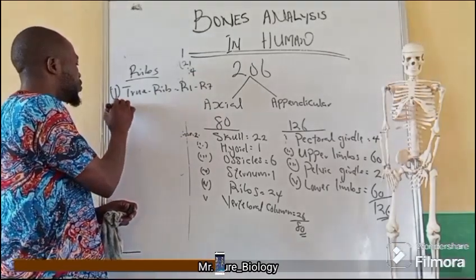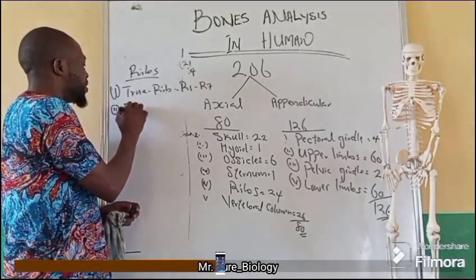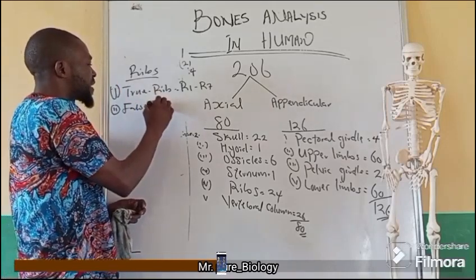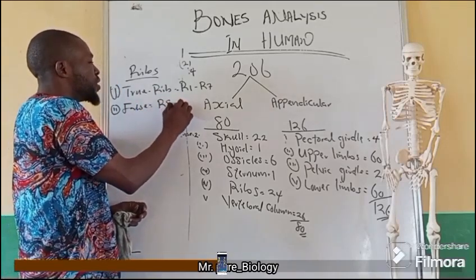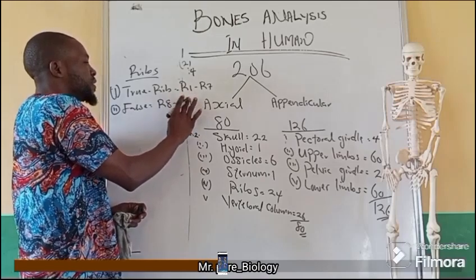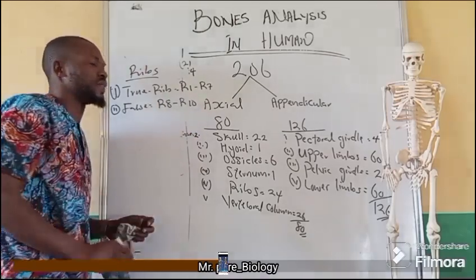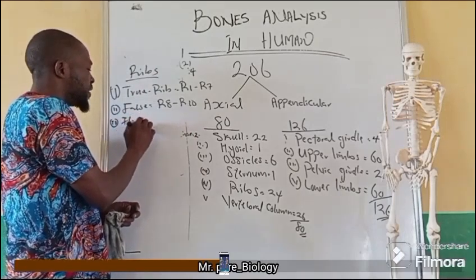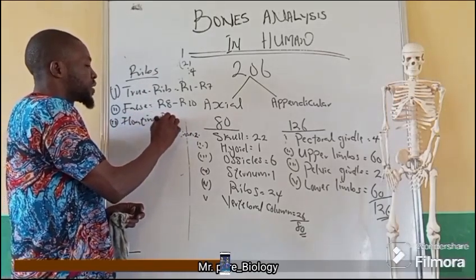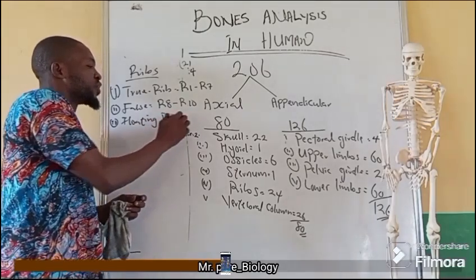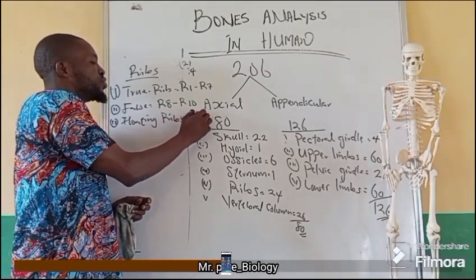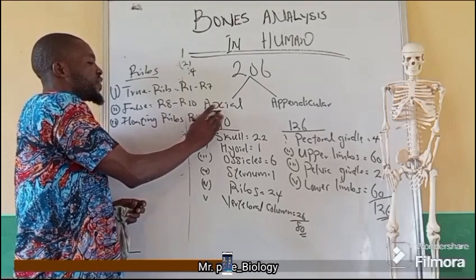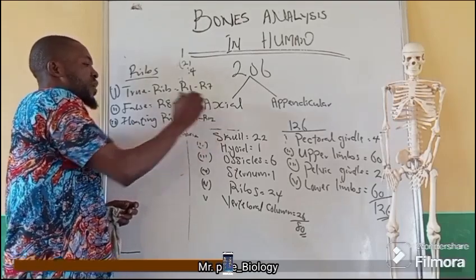Another one is the false rib. What are the false ribs? False ribs start from rib 8 to rib 10, that is R10. Now the last one is floating ribs. What are the floating ribs? The floating ribs are rib 11 and rib 12.